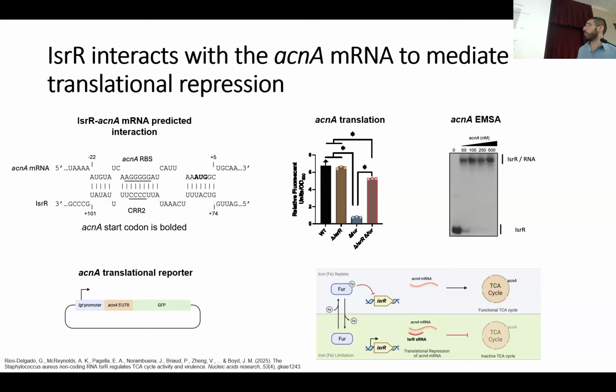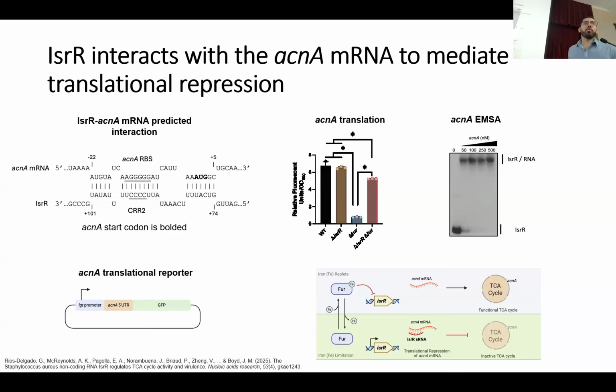And this is recovered in the FIR IsrR double mutant, signaling to us that the decrease in translation that we see in the FIR mutant was due to and dependent on the presence of this small RNA.